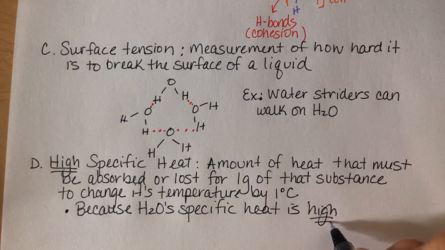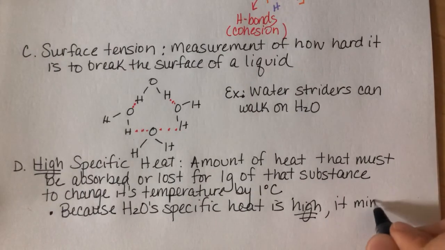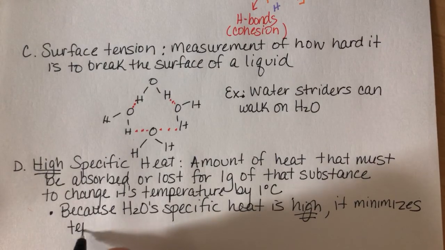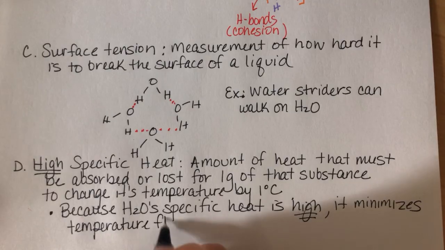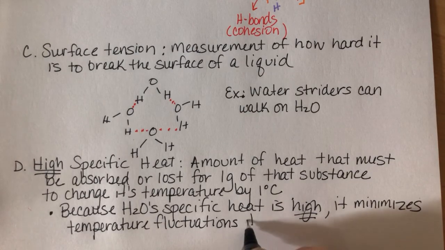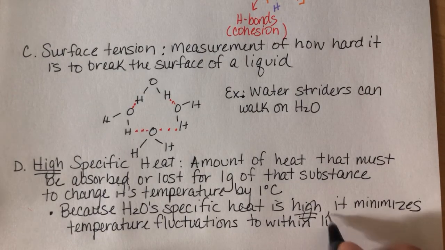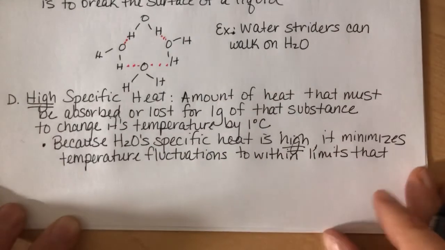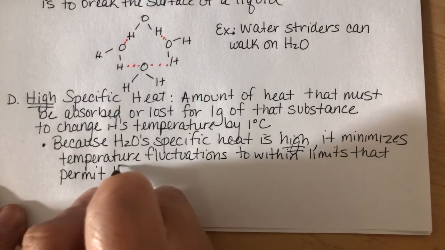high is the key word there, it minimizes temperature fluctuations to within limits that permit life, since we're talking about biology. Limits that permit life.